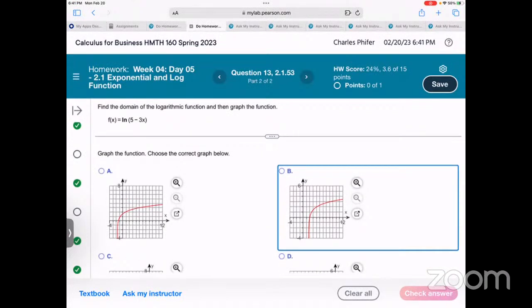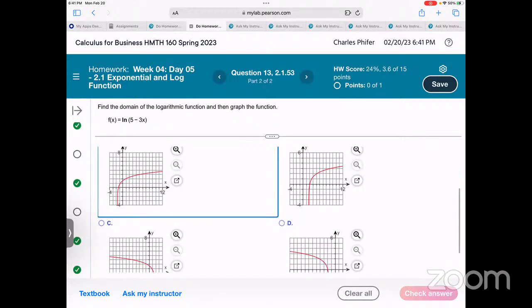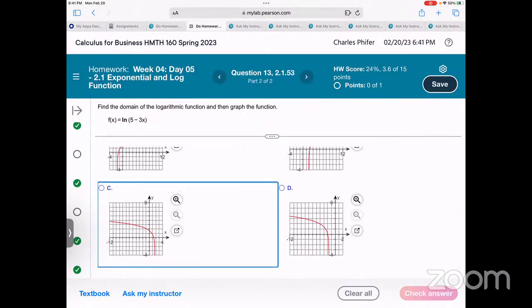Natural log, if we consider it in terms of transformations: first we multiply by 3 on the inside, which causes a horizontal shrink. Then we multiply the inside by a negative, which flips it horizontally. So it shouldn't be A or B, it should be either C or D. Then we added 5 on the inside, which moves it to the left by 5.